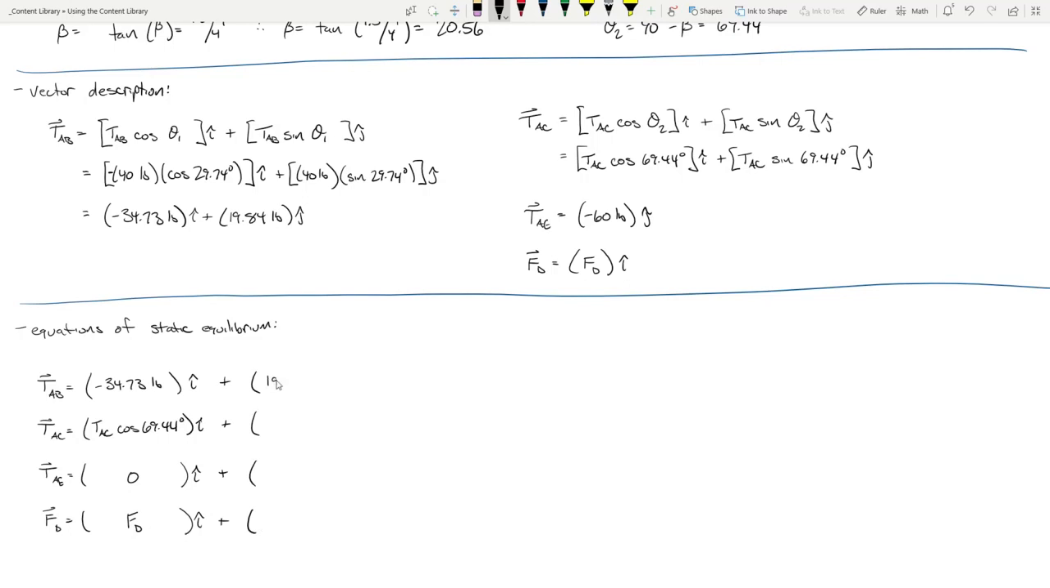So this is 19.84 pounds. This is TAC sine 69.44 pounds. And again, these are times J, not I. All right. This is negative 60 pounds. And what goes in here? That's zero, right? Okay.